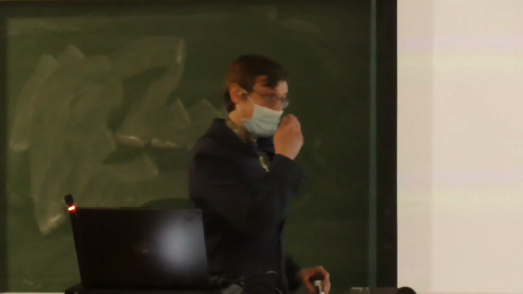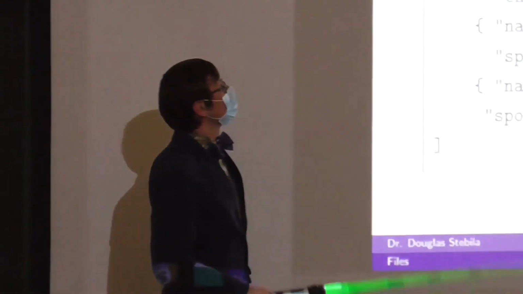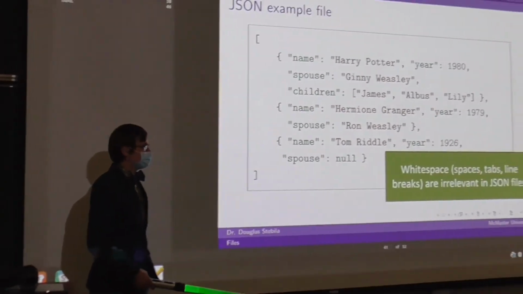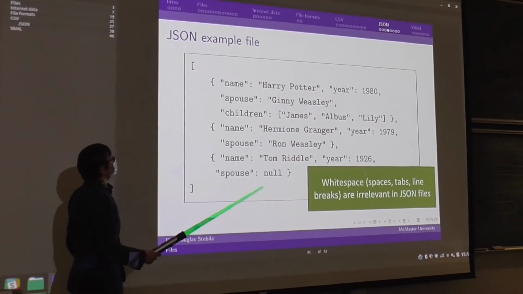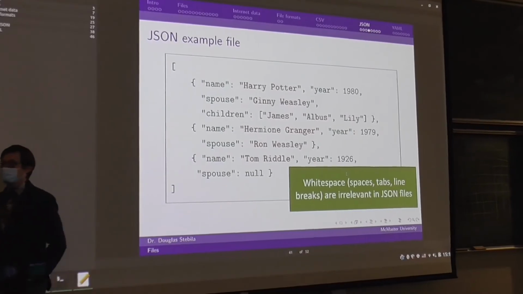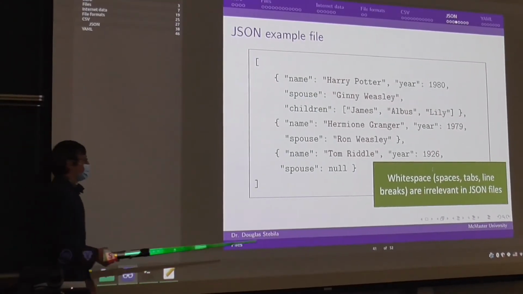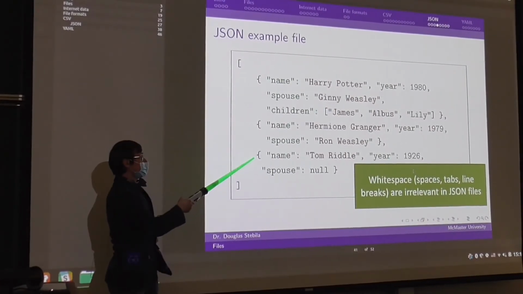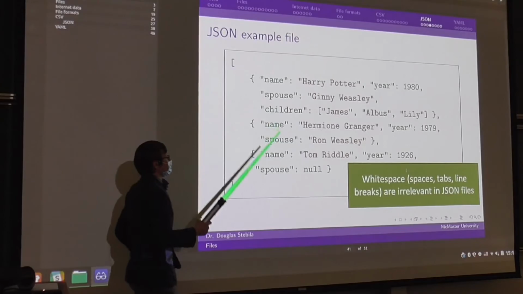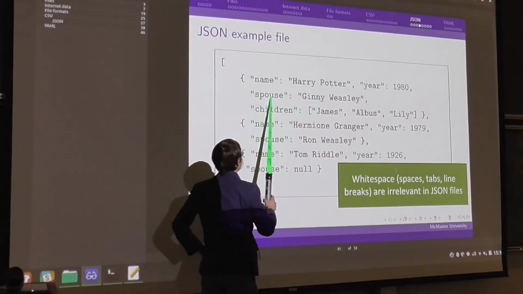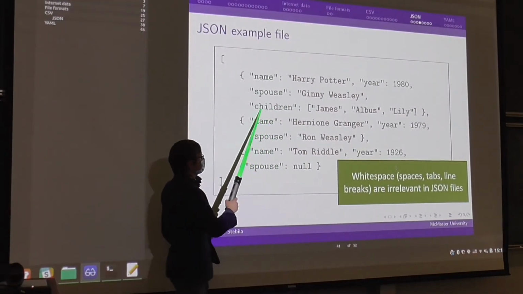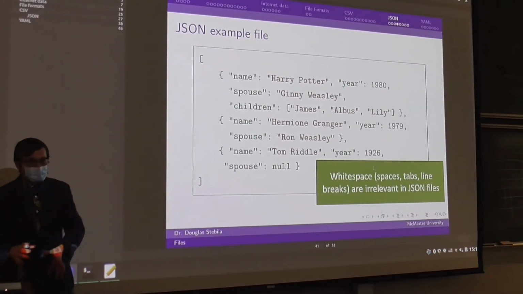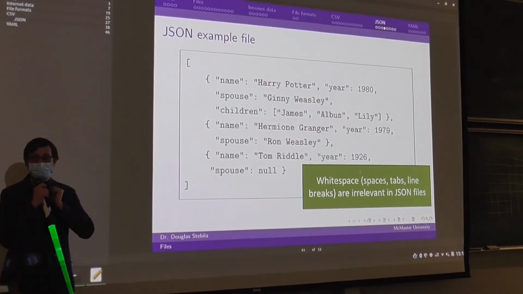Hearkening back to our person object from a couple of lectures ago, if we were to compose this data into a JSON file, we would get the following. A list at the top level, containing three dictionaries. Each dictionary contains name, year, spouse, children. Children contains a list, which also contains strings. It just spells all of it out.